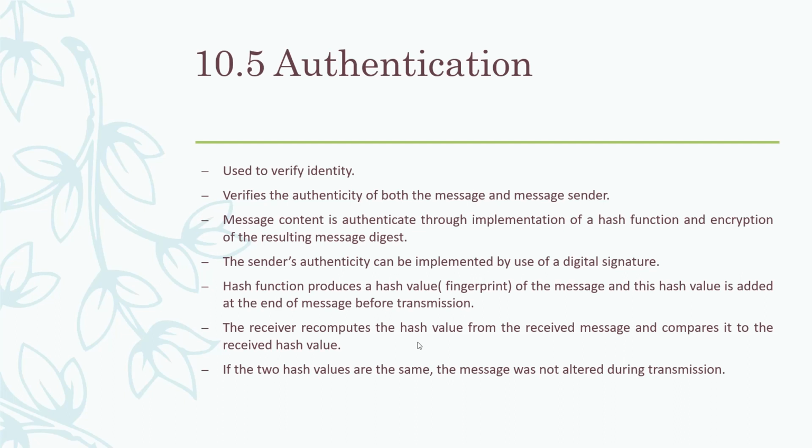A hash function produces a hash value, also called the fingerprint of the message, as a fingerprint is unique to everyone, and this hash value is added at the end of the message before transmission. The receiver computes the hash value from the received message and compares it to the received hash value. If the two hash values are the same, the message was not altered during the transmission.